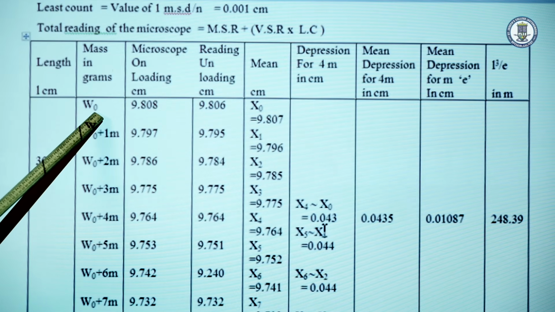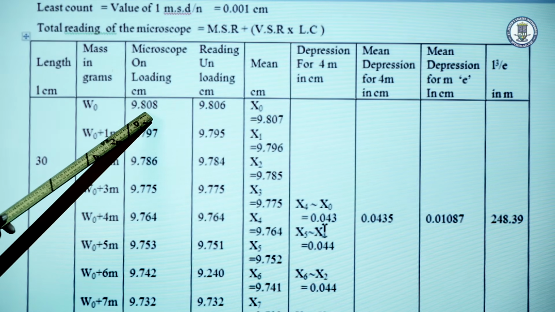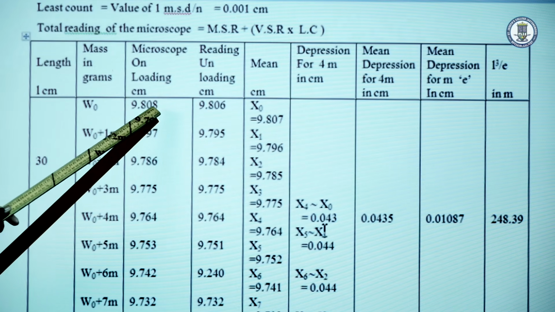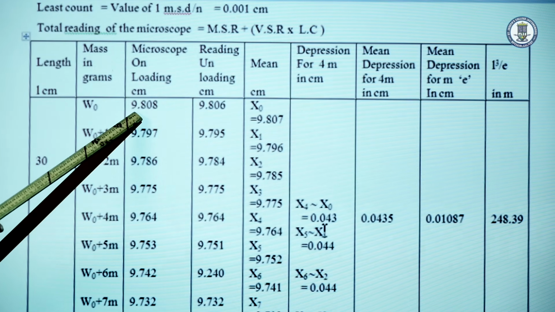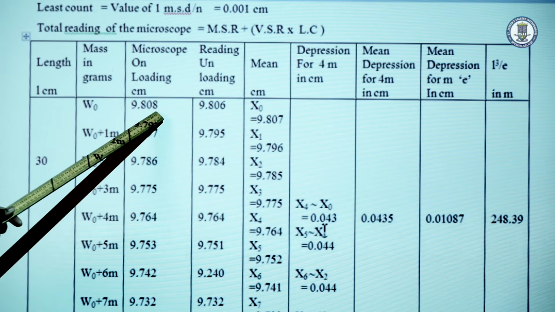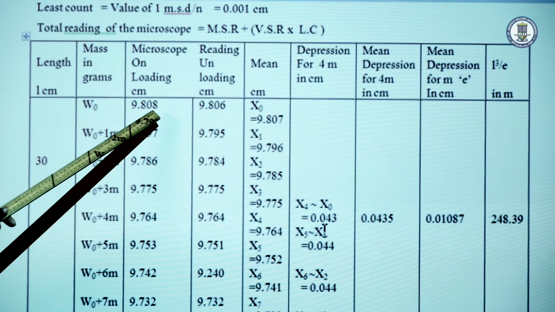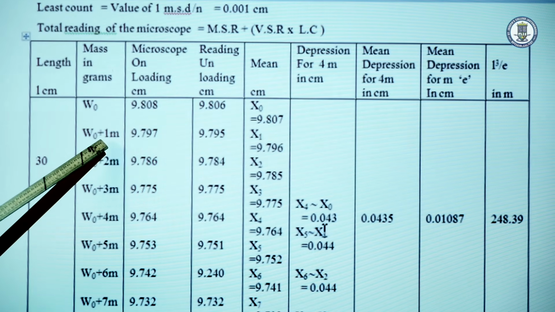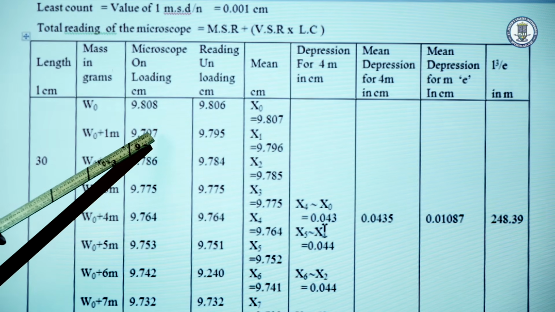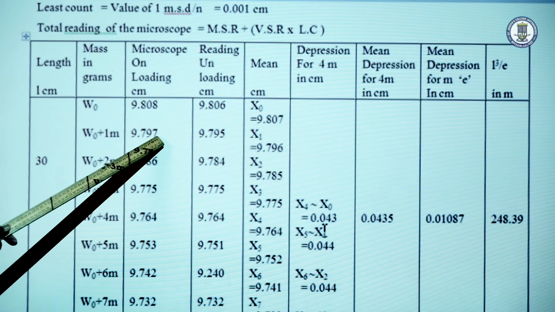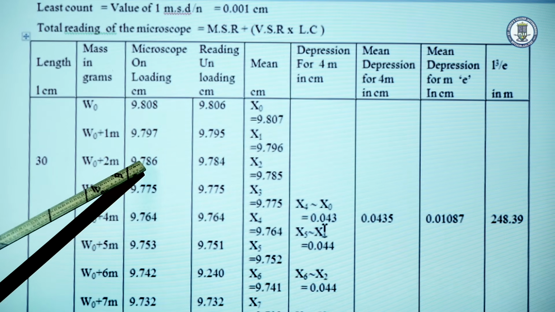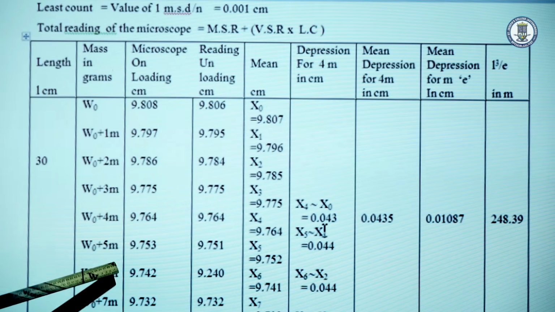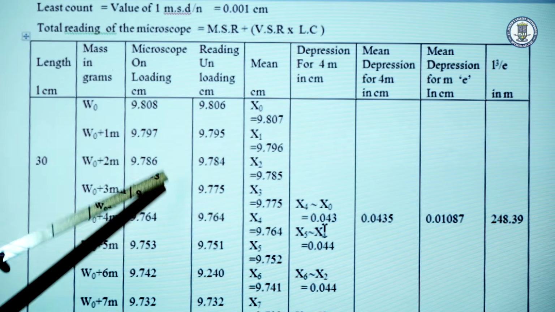For a dead load W0, I got the microscope reading 9.808. So, this is the total reading, MSR plus VSR. I got MSR as 9.8 and VSR as 8. So, the total is MSR plus VSR into LC, that is 9.808. Then for a load of W0 plus 1M, I got the reading 9.797. Then for 2M, 9.786 and so on. For 3M, 4M, 5M, 6M and 7M we got the readings.